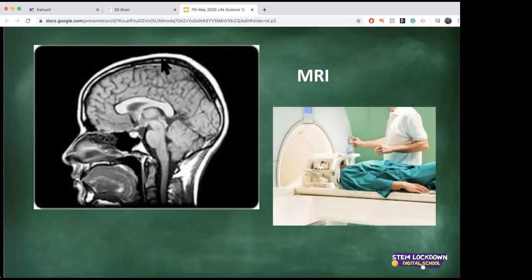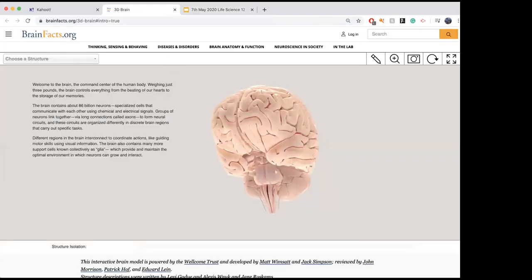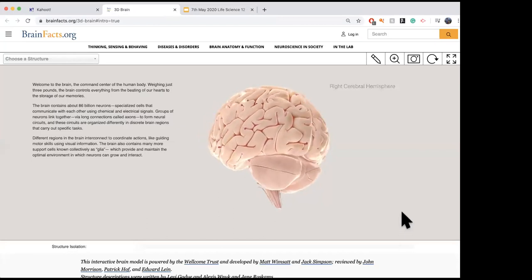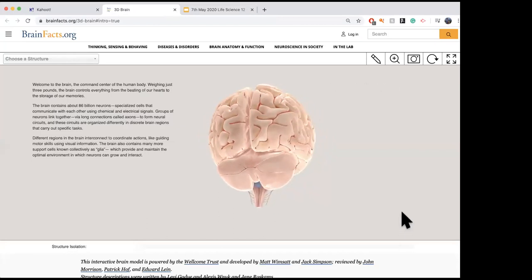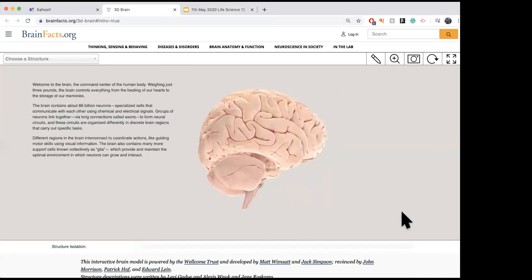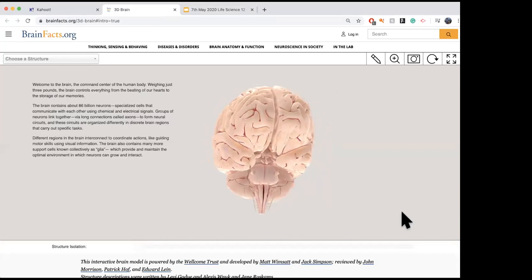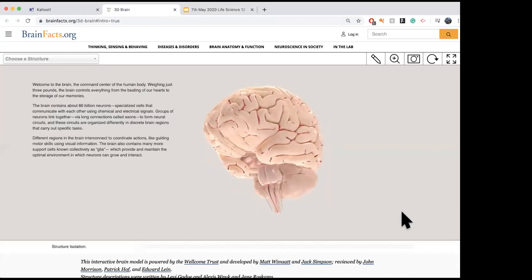Now, it would have been lovely if I could have dissected a brain for you and showed you the different parts. However, we don't have that luxury right now, so we need to opt for the best alternative, and we need to go to an interactive brain. Now, I would like to know, can you see the brain spinning on the screen? Can you see the brain on the screen? Fantastic.